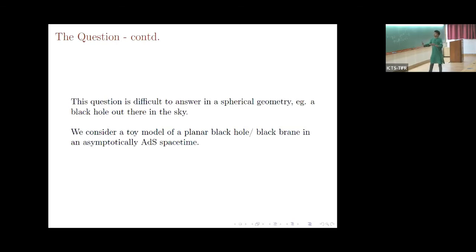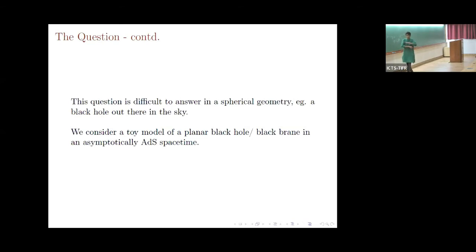So we want to understand the most basic and characteristic features of this problem. We want to understand the qualitative features by considering a toy model, and such a toy model is provided to us by the planar black hole, also called a black brain, in an asymptotically AdS spacetime. What I mean is that in AdS, which is to say with a negative cosmological constant, you have a solution to the Einstein equations which has just a planar horizon.